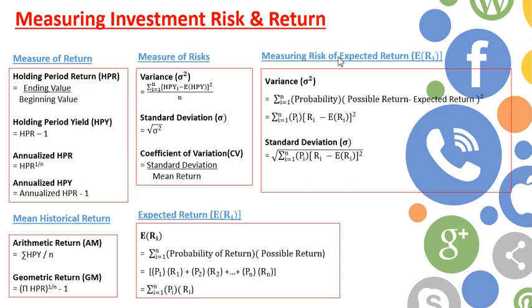Then we will look at measuring the risk of expected return, and this involves the calculation of variance and standard deviation. Again, variance is determined by taking the summation of the probability of the event multiplied by the possible return minus the expected return, to the power of 2. So you assign the probability to each event, power to 2, sum it up, and you get the variance. And standard deviation is determined by taking the square root of variance.